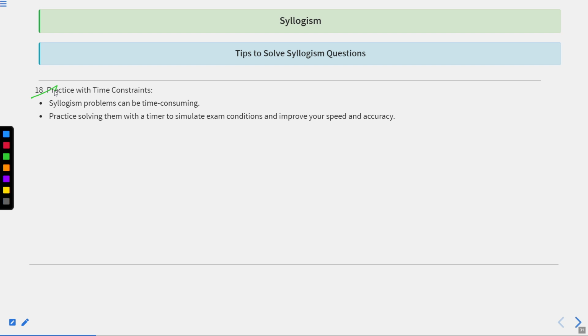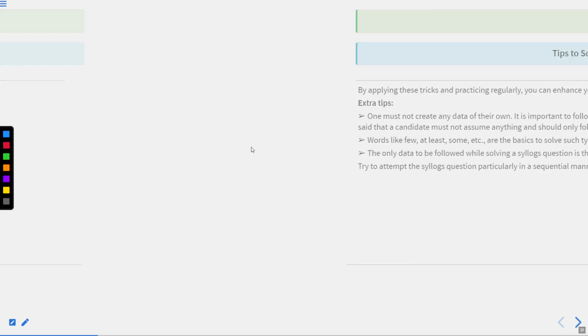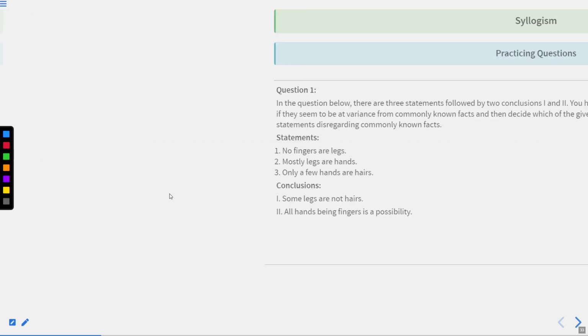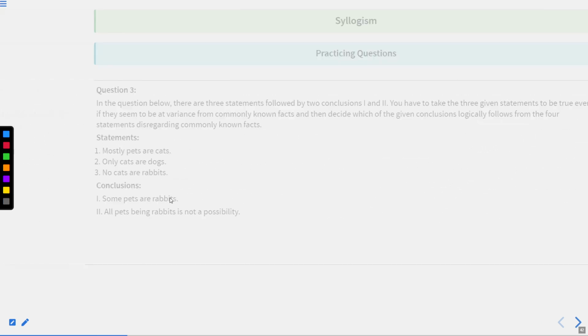But they have lost a significant amount of time which could have been utilized to solve other questions. That is why it is very essential that syllogisms are solved not only correctly but also efficiently, without wasting any time. Practice solving them with a timer to simulate exam conditions and improve your speed and accuracy. So you should have good speed and accuracy whenever you are solving syllogism. These things have already been discussed, and these questions we have already studied so far.